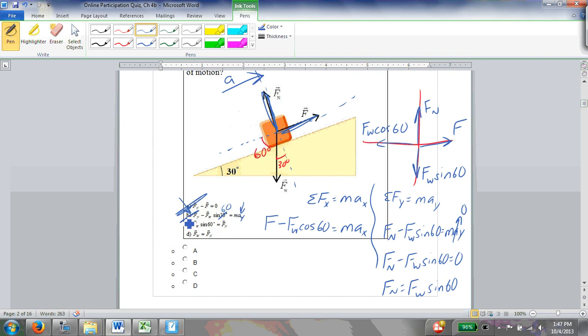Fw sine 60 equals Fn. Well, look, that's what I wrote down here. That comes from the sum of the forces in the y direction. So C is the right answer. And then I have Fw equals Fn. Well, that's contrary to what this says, that the normal force is actually the y component of the weight. So D is not correct. So C is the correct answer.